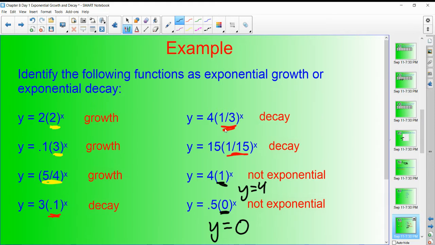So our multiplier can be above 1, it could be below 1. It's not going to be 1, and it's not going to be 0. If it's below 1, we have decay. If it's above 1, we have growth. So you can immediately tell, should the graph curve up or should it curve down? Are we growing or are we decaying?